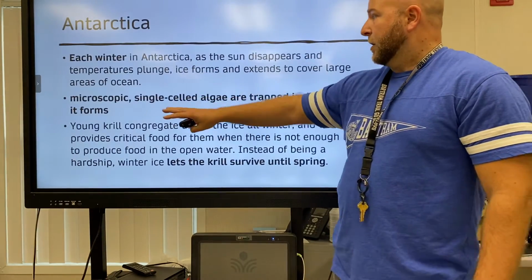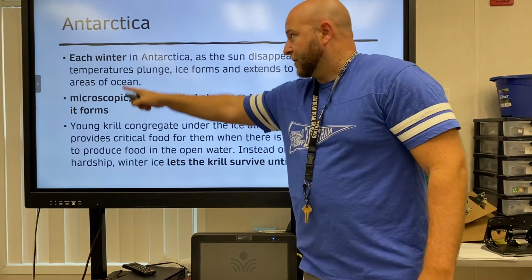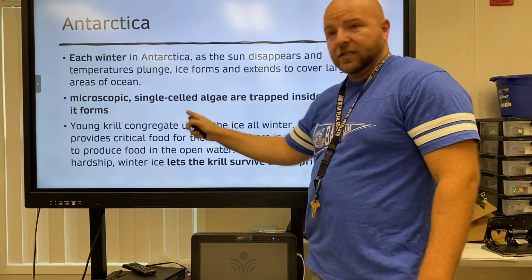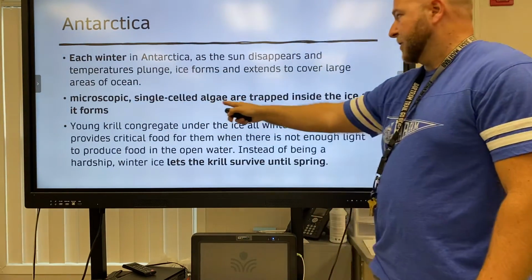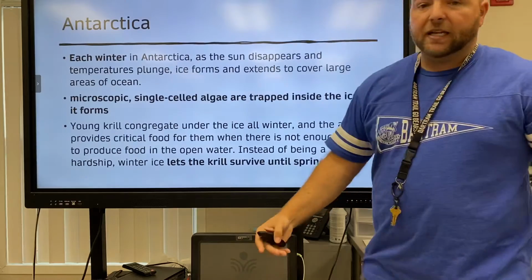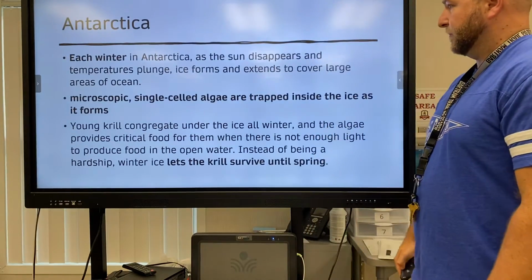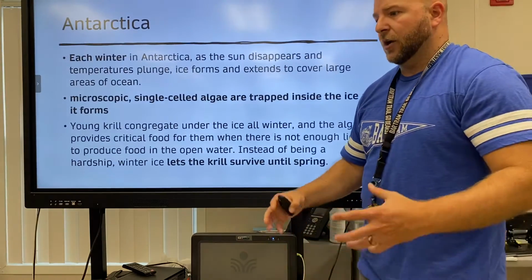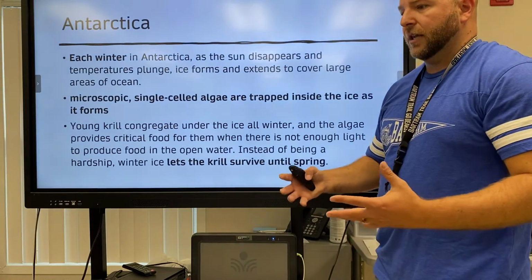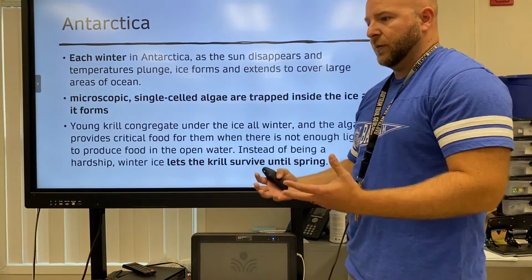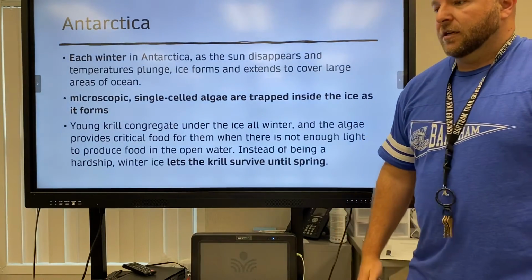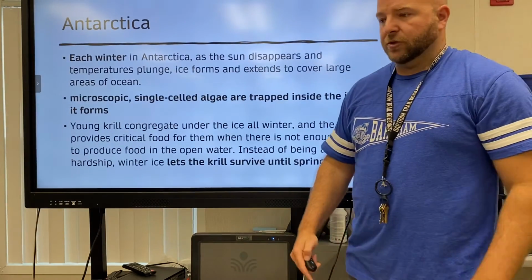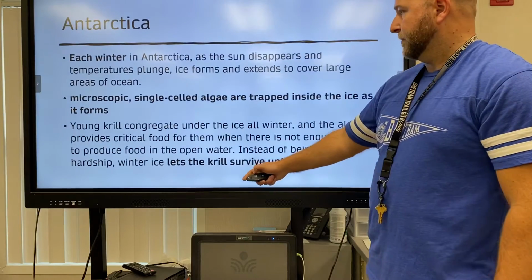Each winter, microscopic single-celled algae are trapped inside the ice as it forms. And then young krill will congregate under the ice all winter long, and that algae provides a food source for them under the ice and helps those krill survive until spring.